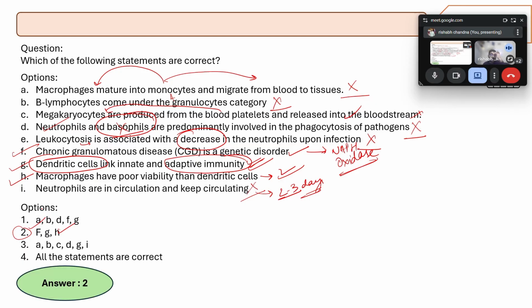Okay, so any doubts in this particular question? Okay, if not, we'll move forward.